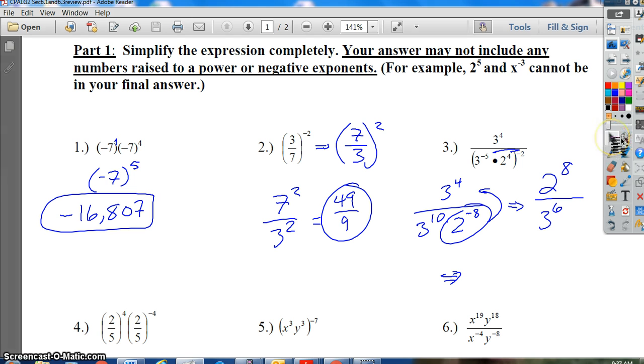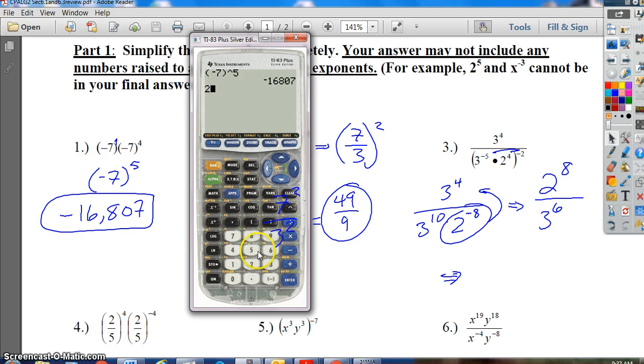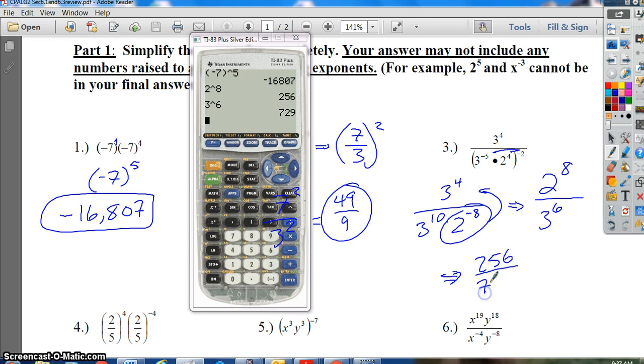64, 128, 256. So let's just check it quick with the calculator. 2 to the 8th should be 256. And 3 to the 6th is 27 times 27, 729. So we have 256 over 729. That will not be reduced because 2 divided by 3 is not reduced. All right, so there's the first 3 problems.